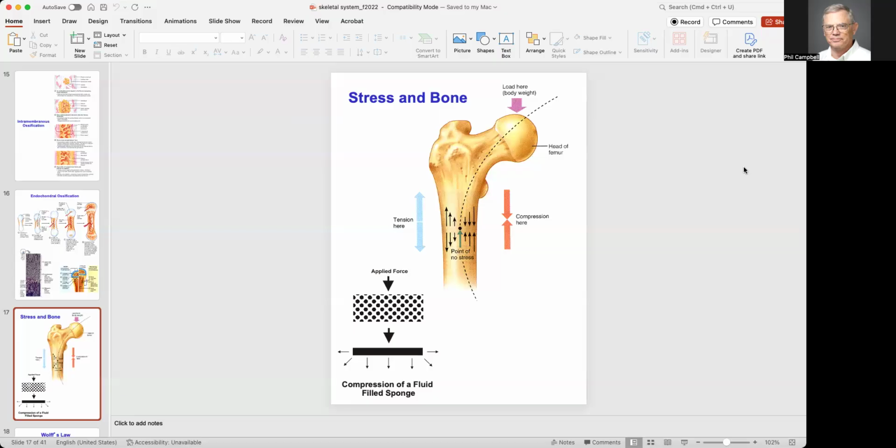Now, let's think about cartilage for a minute. At the end of this series, I will spend some time talking about cartilage, but I want you to remember that cartilage is unique in the body in that it is avascular. It does not have a blood supply.